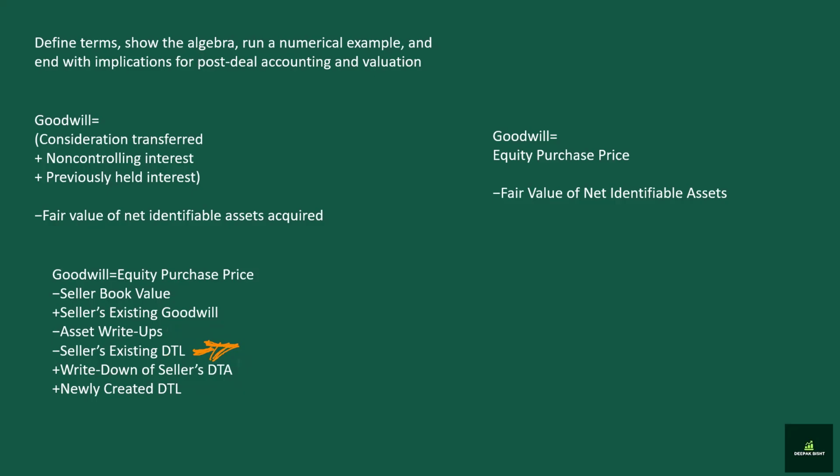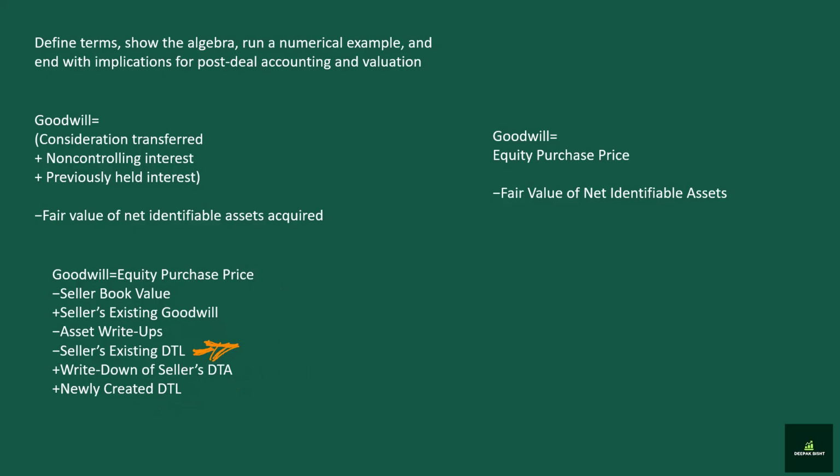After that, we write down the seller's DTA. So DTA: if the acquirer determines that some of the seller's DTA are not recoverable, for example, because future taxable income is unlikely, so we write them down. Writing down DTAs reduces assets, and therefore you need more goodwill to balance. Hence, DTA write-downs are added in the formula. And the newly created DTL after the merger and acquisition process, we will add it back.